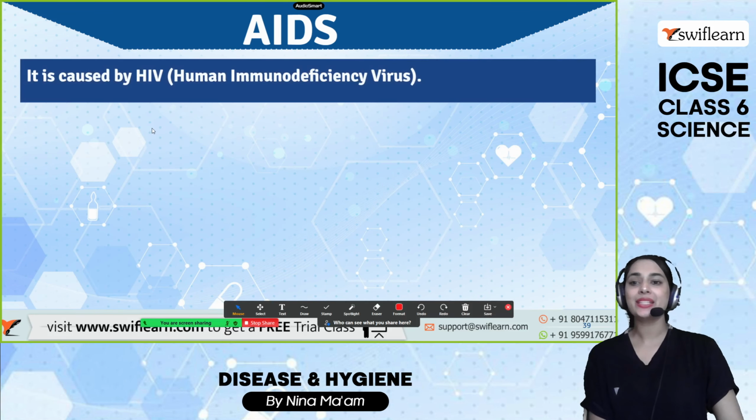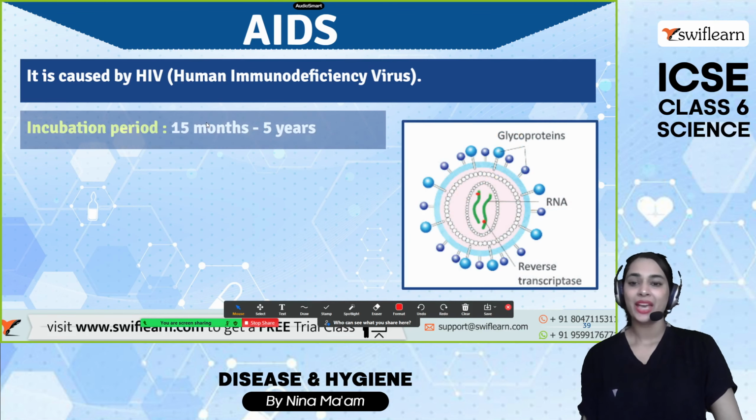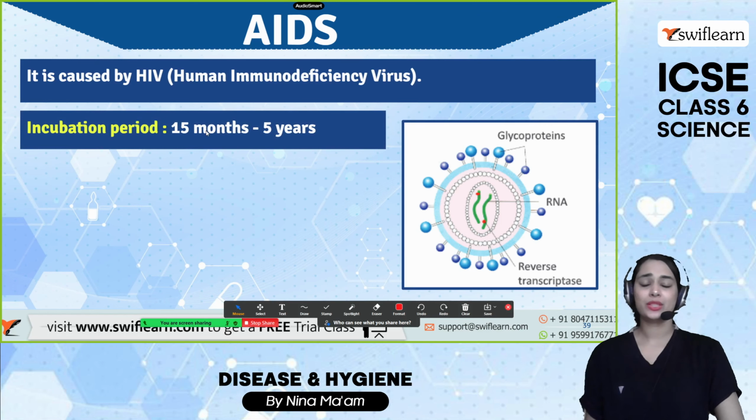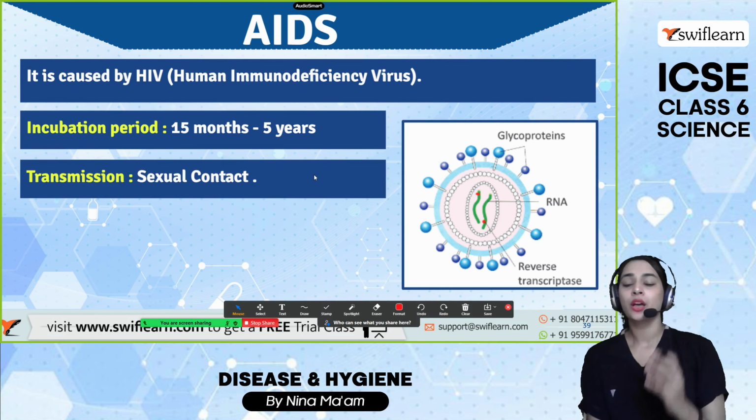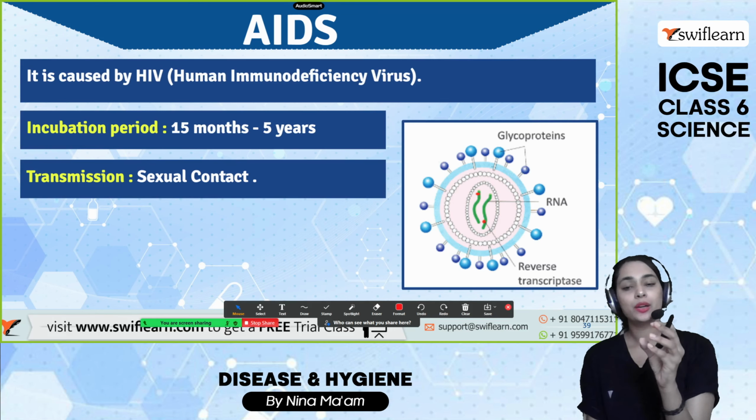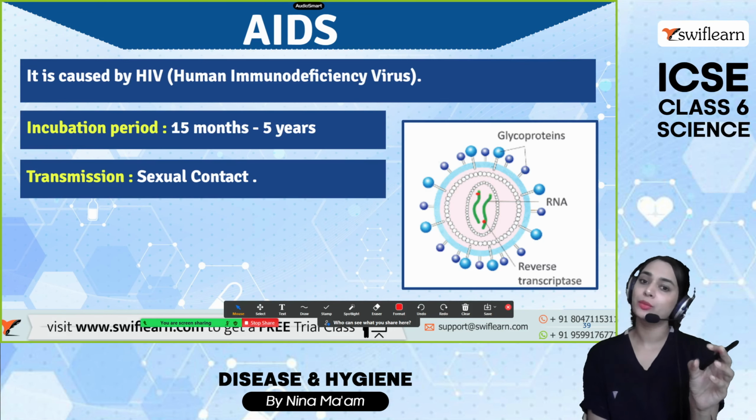AIDS. AIDS is caused by HIV, the human immunodeficiency virus. It's a severe condition because there is no proper vaccine or medicine for AIDS. The incubation period is 15 months to 5 years. The transmission can be through sexual contact or through body fluids such as saliva and blood.